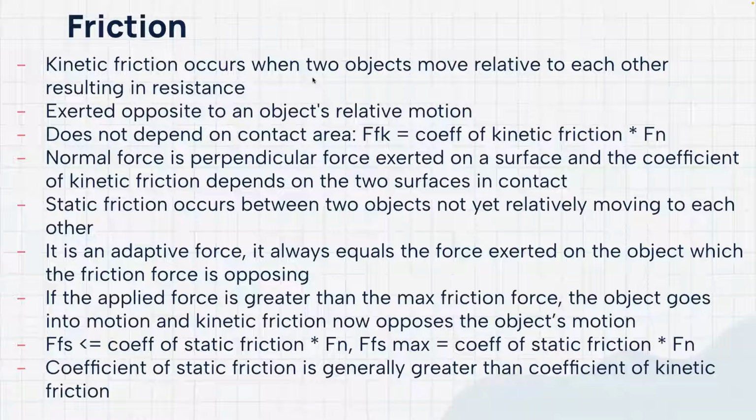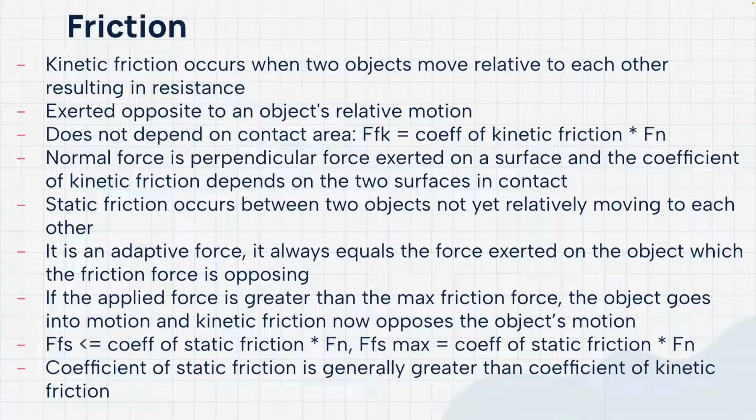Now I'm going to go over friction. Kinetic friction occurs when two objects move relative to each other, resulting in resistance. So there are two types of friction, static and kinetic friction. Friction is always exerted opposite to an object's relative motion. This makes sense intuitively, or from past experience. And note that friction does not depend on the contact area. The equation for friction is just a coefficient of friction multiplied by normal force. For kinetic friction, it's the coefficient of kinetic friction multiplied by normal force, but for static friction, it's the coefficient of static friction multiplied by normal force.